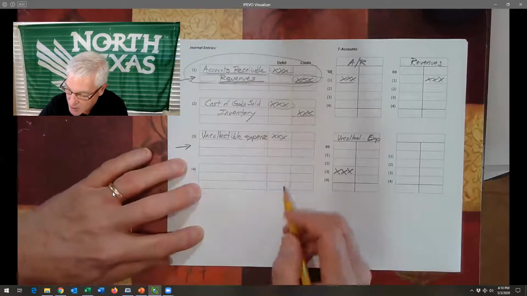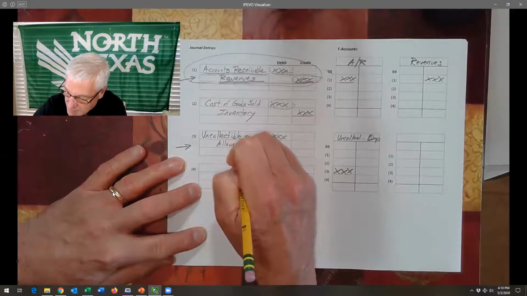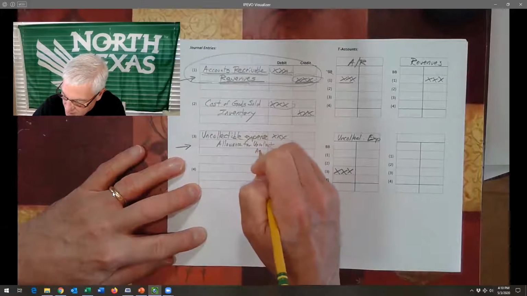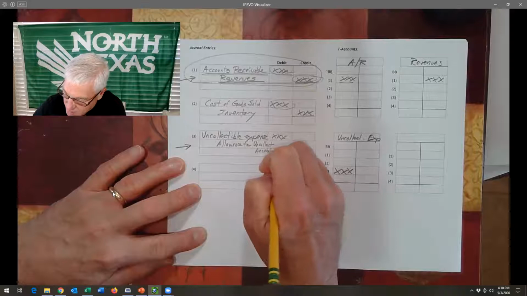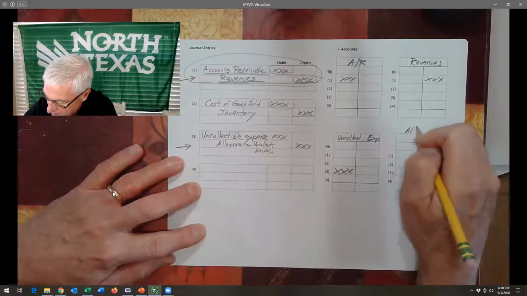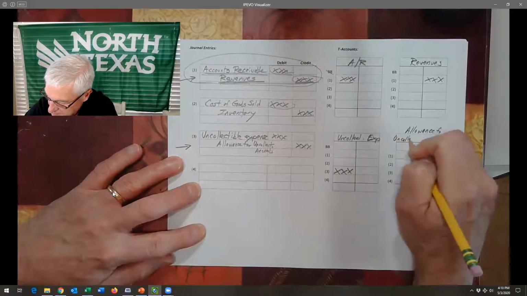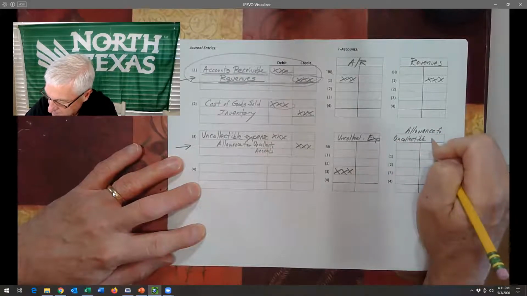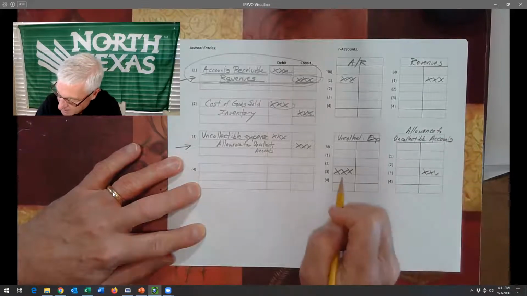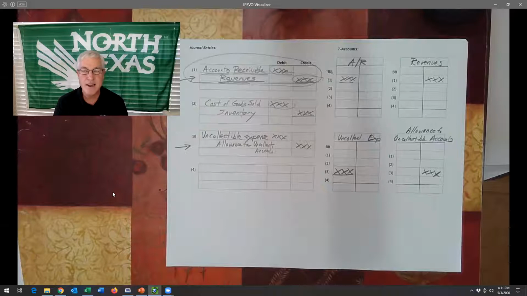So we're going to create another account, and it's going to be called the allowance for uncollectible accounts, and it's going to have a credit balance. And by the way, this is a balance sheet item. And we have a special name. So our debit is to uncollectible expense, and our credit is to the allowance for uncollectible accounts.